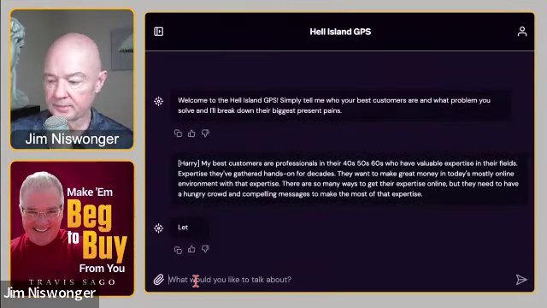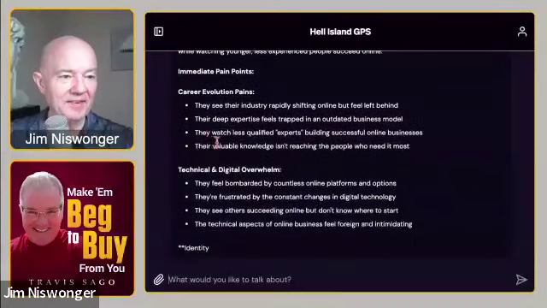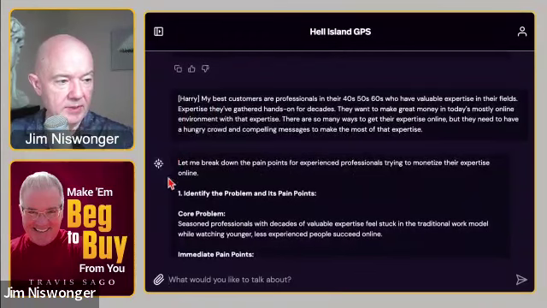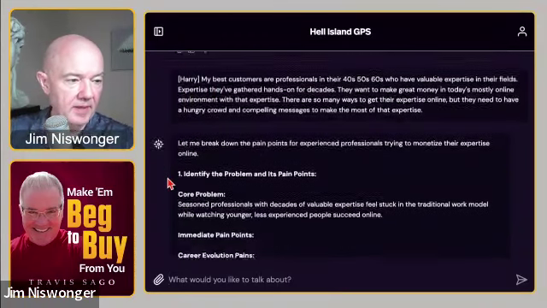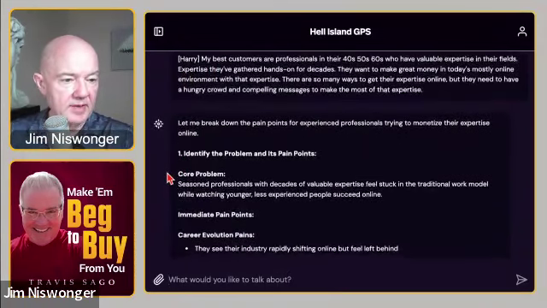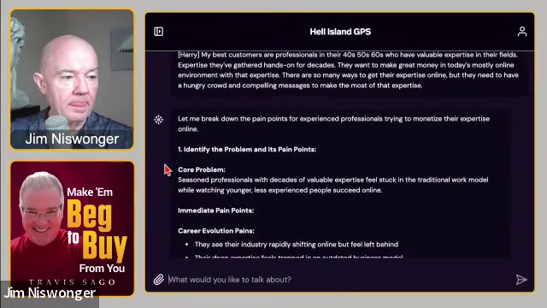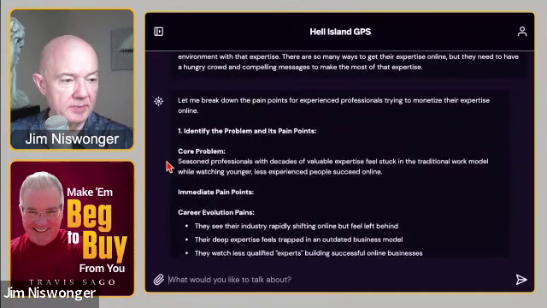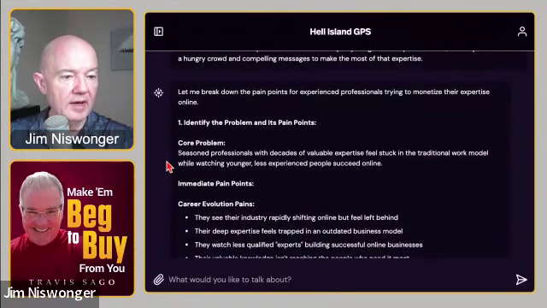Chew on that for a bit. All right. So, breaking down the pain points for experienced professionals trying to monetize online. They feel stuck in the traditional work model while watching younger, less experienced people succeed online.